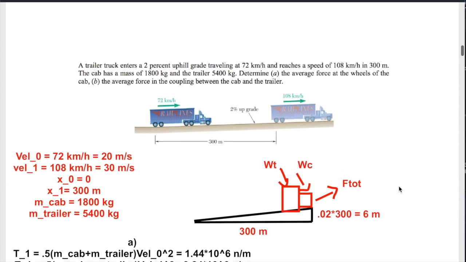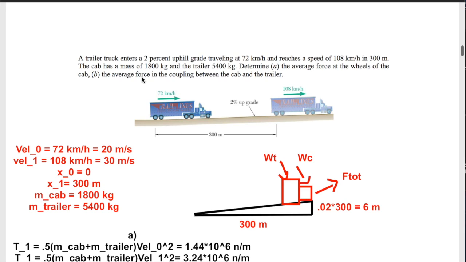Okay, problem 2. We have this trailer slash truck going up a hill at a 2% upgrade, and we want to find A, the average force at the wheels of the cab, and B, the average force in the coupling between the cab and the trailer.